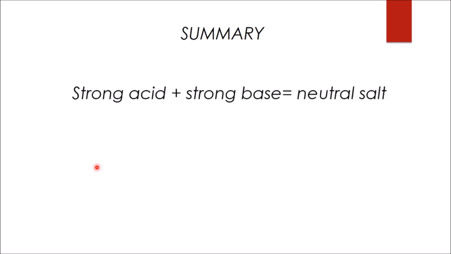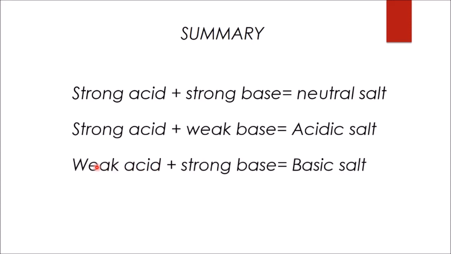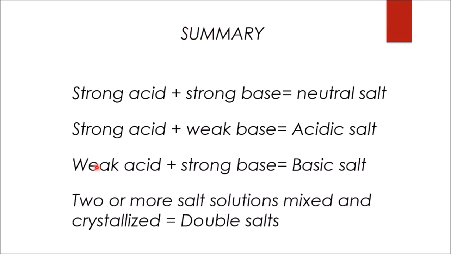Summary. Let's look at the summary of what we have learned today. We have learned that when a strong acid and strong base react, they form neutral salt. When we have a strong acid and a weak base reacting, they make acidic salts. When we have weak acid and strong base, they make basic salts. And when you have two or more salts solution mixed together, they make double salts. And complex salts क्या होते हैं? Then whenever you have a complex ion को कैसे identify करते हैं? Square bracket से.